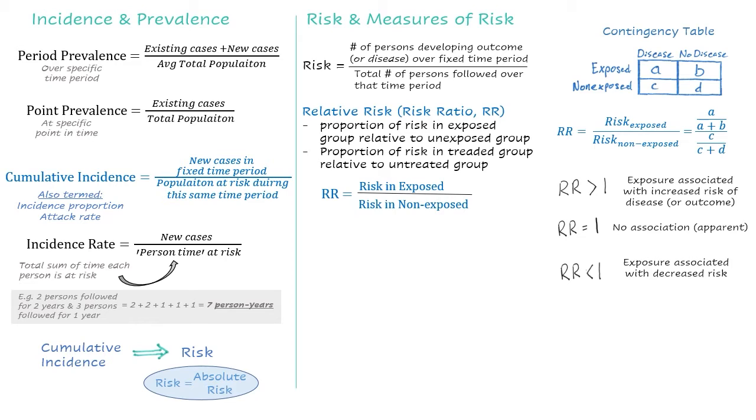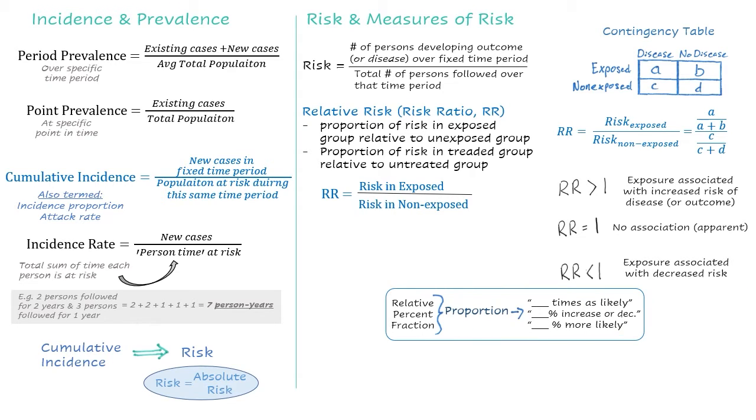From absolute risk, we calculate the risk ratio, or relative risk, which is the proportion of risk in exposed relative to unexposed, or in treated relative to untreated. And proportion is another buzzword that we have to keep in mind. From here on out, I want you to associate words like relative and percent with proportion, and proportion with terms like times as likely, percent increase or decrease, or percent more likely.